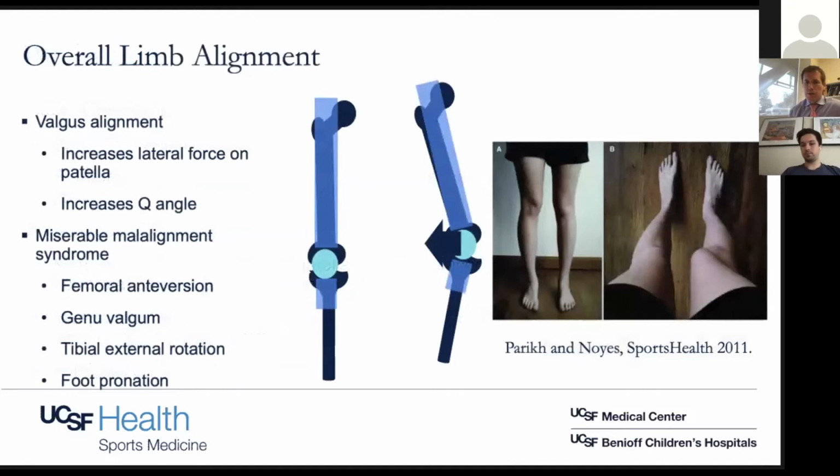All right. So in addition to trochlear shape and patellar height, the overall limb alignment contributes to patellar stability, and valgus alignment especially adds an increased lateral force on the patella. And then this is an increase in the Q angle, the quadriceps angle. So that's kind of what you'll look at in clinic, looking at their valgus and their overall knee alignment. And then we know miserable malalignment syndrome: femoral anteversion, genu valgum, tibial external rotation, and foot pronation. You can see in this picture on the right, and can just imagine, the quads coming from here, attaching here, and then everything will be pulling that laterally.